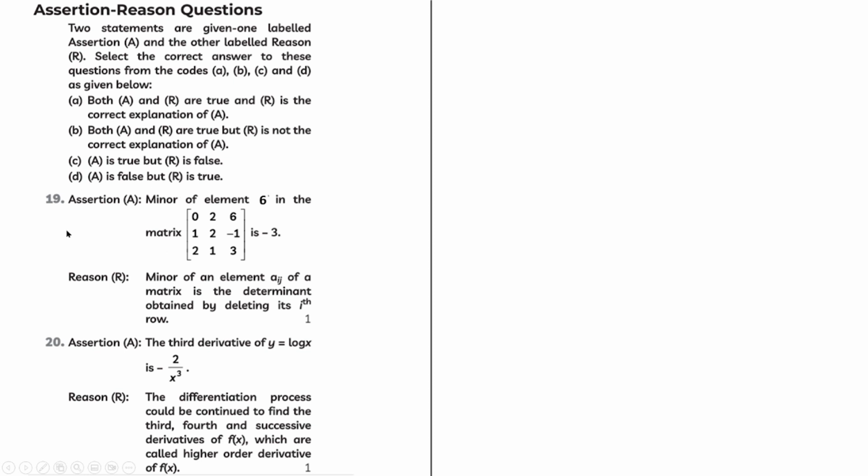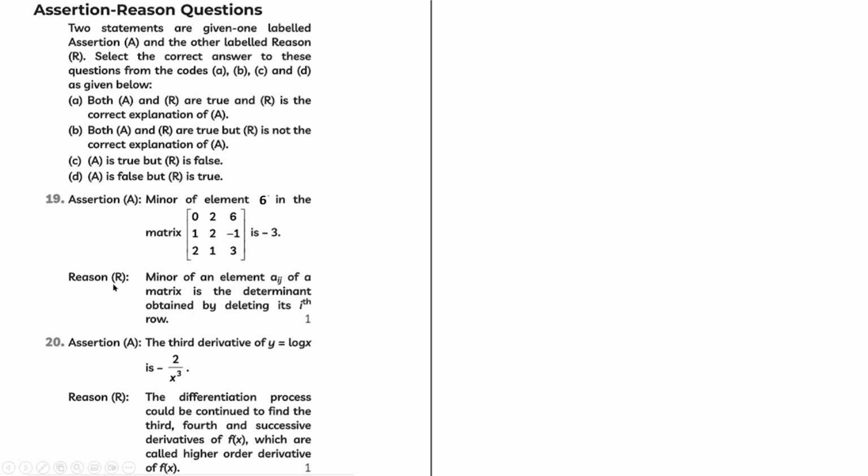So here we have the 19th question. The assertion is: minor of element 6 in this matrix is 3. So this we have to check. The reason: minor of an element Aij of a matrix is the determinant obtained by deleting its ith row.